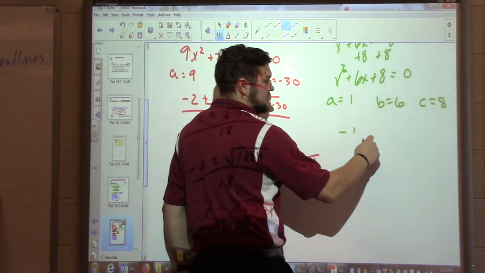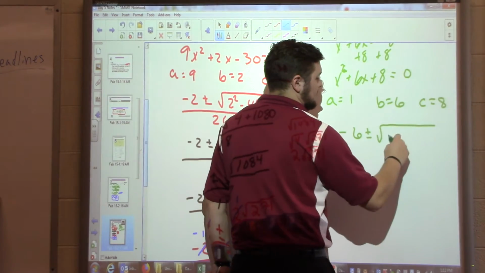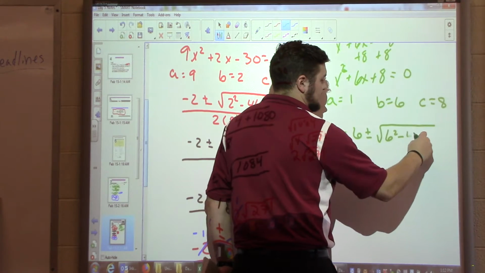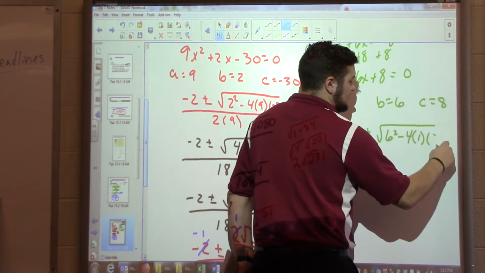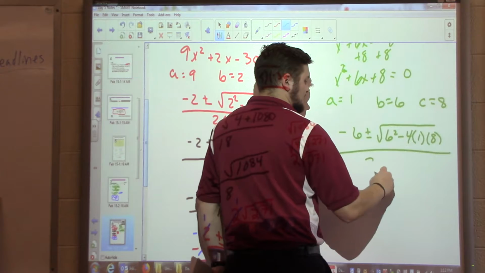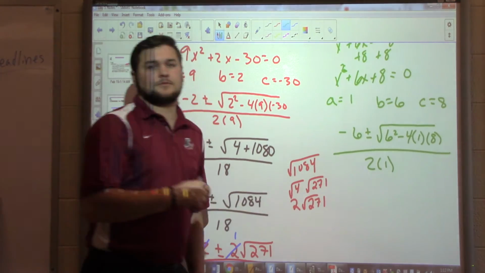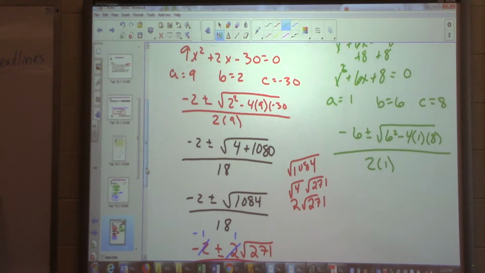So I'm going to get negative 6 plus or minus the square root of 6 squared minus 4 times 1 times 8, all over 2 times 1. Right?